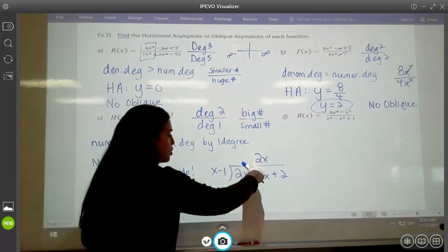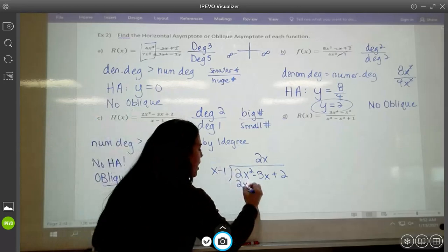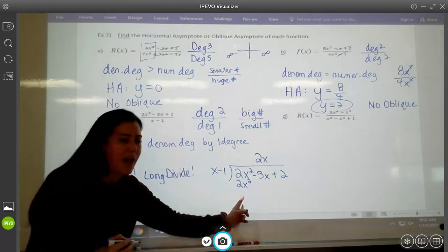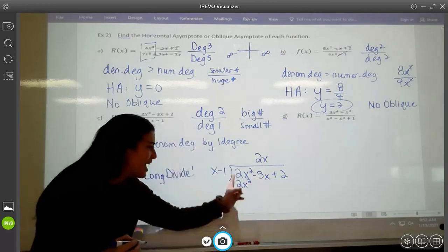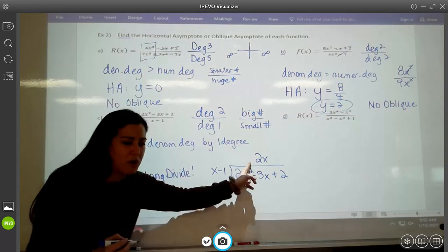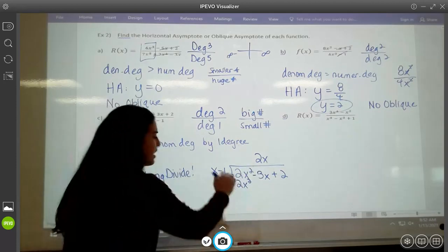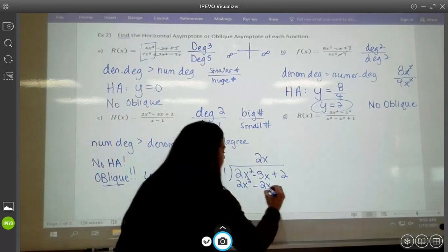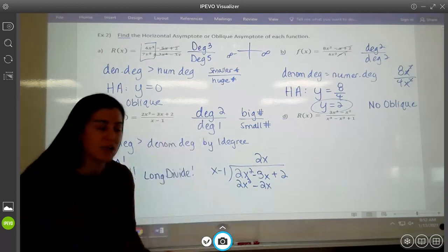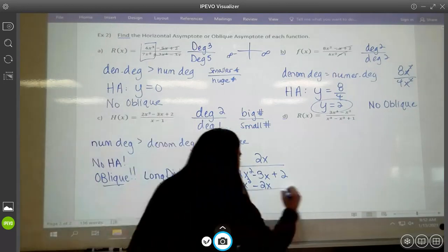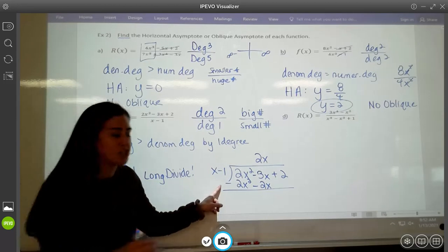Now we multiply. 2x times x is 2x squared. They have to match in this long division process. If they don't match, then you didn't pick the right term up here. All right, 2x times negative 1 is negative 2x. All right, now we subtract to see what's left. Just don't forget to pick up that subtraction each time.